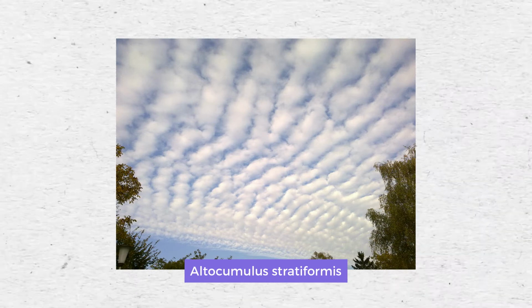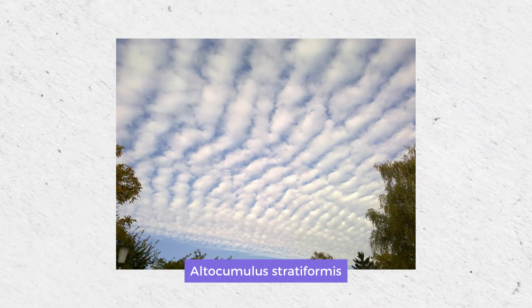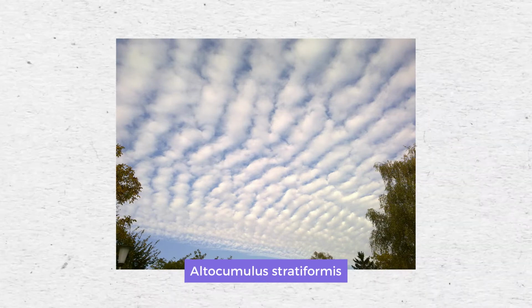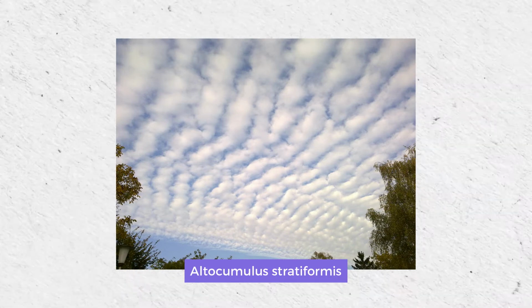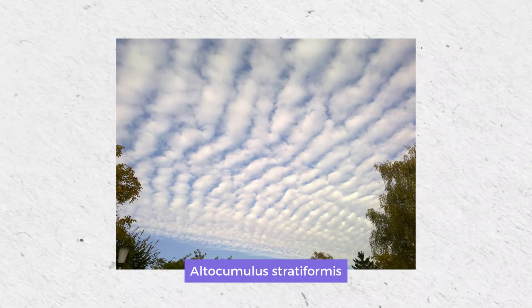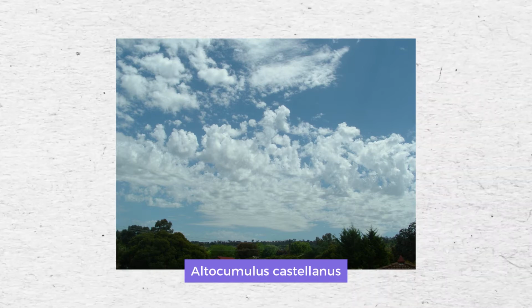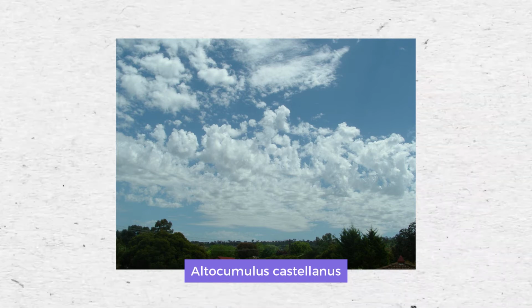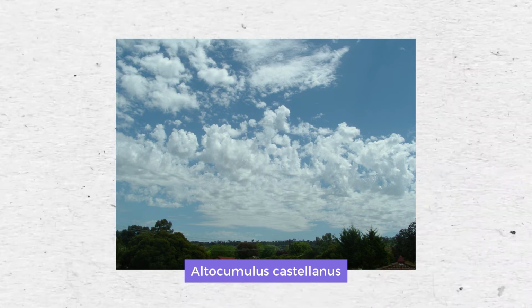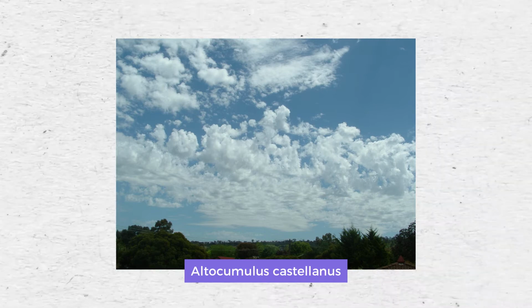Altocumulus stratiformis. Altocumulus stratiformis is an extensive sheet or layer of separate or merged elements. This is by far the most frequently occurring species. Altocumulus castellanus. Altocumulus castellanus clouds take their name from their resemblance to the turrets of castles and are often a warning of thunderstorms.